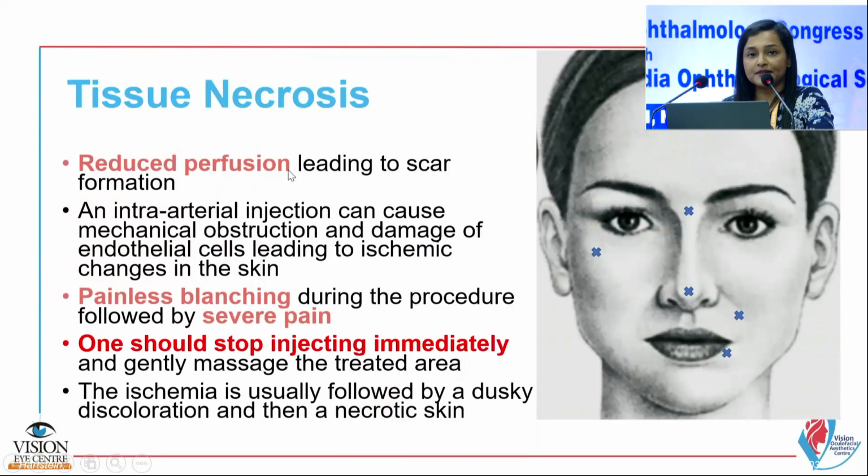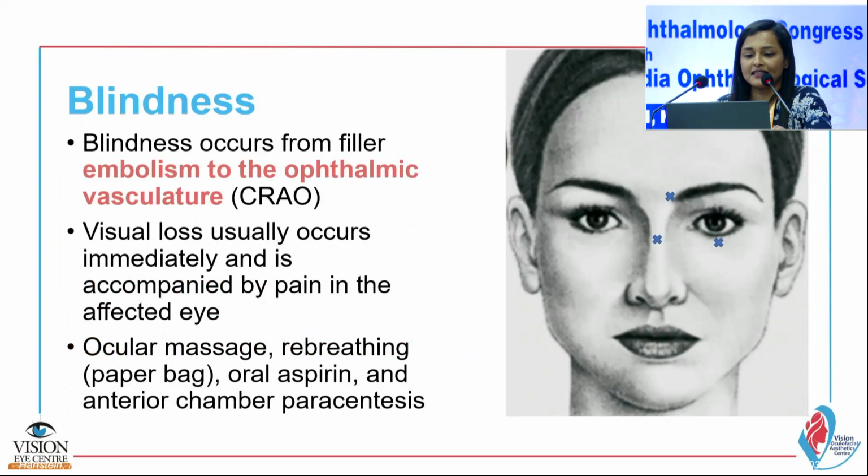Now, why are we being so careful about these injections is because you can have an anterograde embolization. That would be towards the superficial vessels, which can cause reduced perfusion, blanching and severe pain, in which case you stop injecting, massage the area and make sure that they don't develop necrosis. And the other thing is, of course, a retrograde embolization, towards the central retinal artery. So you would have visual loss if this took place.